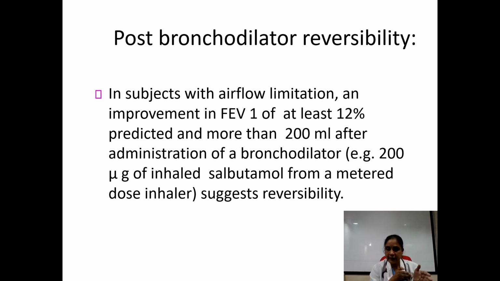So you should do spirometry first. You should find out whether the patient has got asthma. If you find that the patient has asthma, you ask them to take 2 puffs of salbutamol inhaler via spacer. Ask them to wait for 20 minutes. Repeat the same process again and see the values.